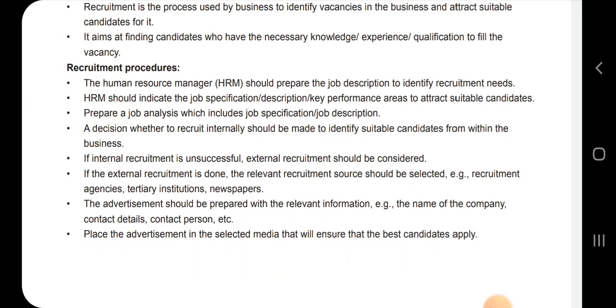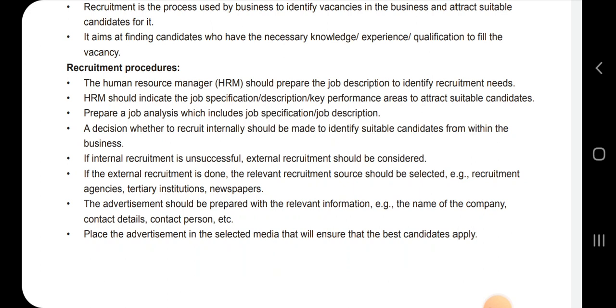A decision whether to recruit internally should be made to identify suitable candidates from within the business. So if this is a job description, this is a job specification. Are we recruiting people outside, or are we giving this opportunity to people who already work for us in the business to improve their skills and get a promotion? So that is internal recruitment.